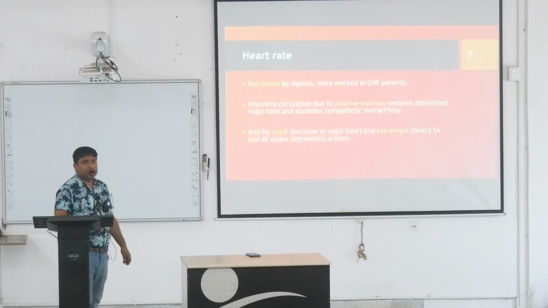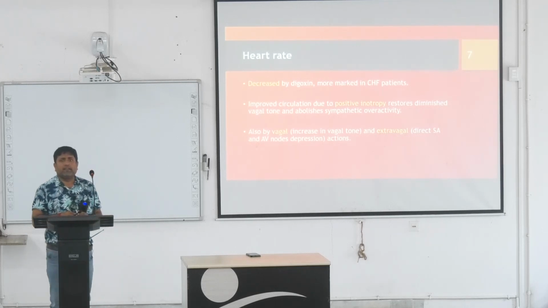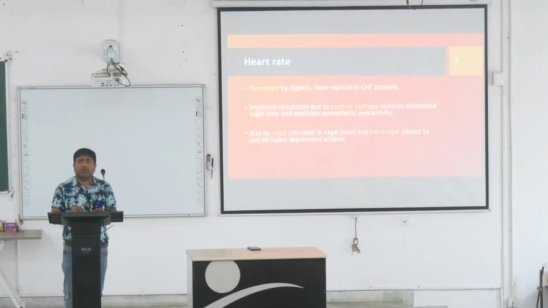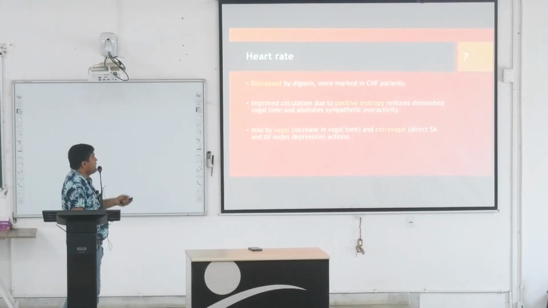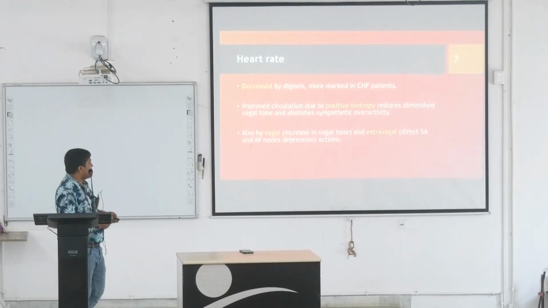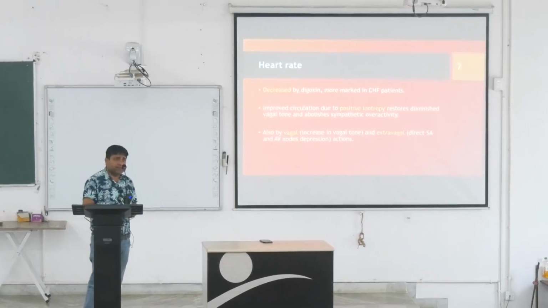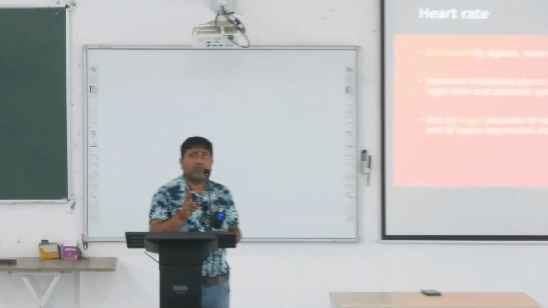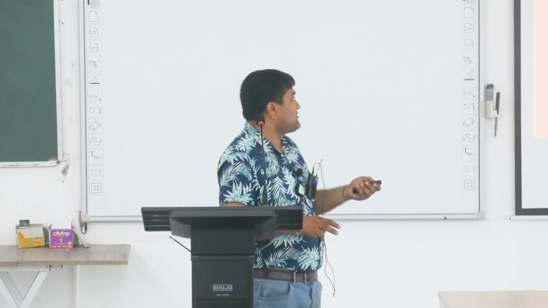Now coming to the heart rate, the effect of digoxin on the heart rate. In a normal heart, basically there is an insignificant effect on the heart rate, but in the failing heart, the heart rate decreases. It is more marked in the congestive heart failure patient. Why? Because number one, direct vagal effect. Number two, as the heart failure patient is given digoxin, the myocardial contractility is increased, leading to abolition of the reflex sympathetic overactivity, and thus the heart rate decreases.